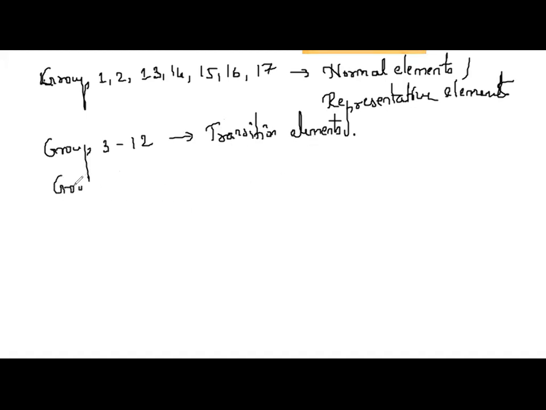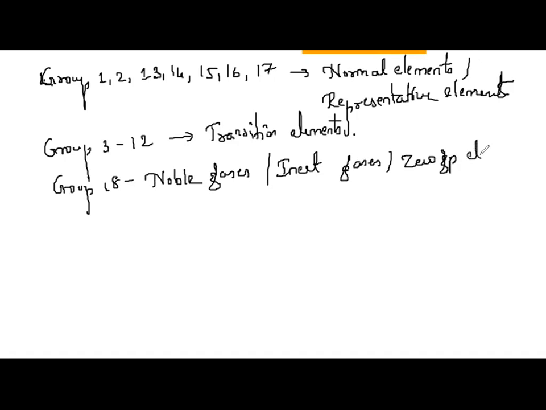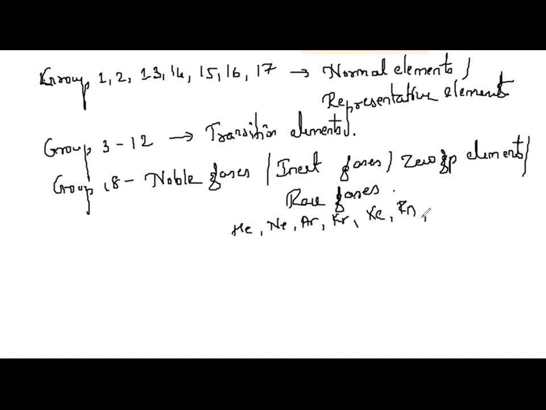Elements of group 18, you have so many names for them. They are called noble gases, or inert gases, or you call them zero group elements, or you call them rare gases because they are present in the atmosphere in very trace amounts. Helium, neon, argon, krypton, xenon, radon. These are all called noble gases.